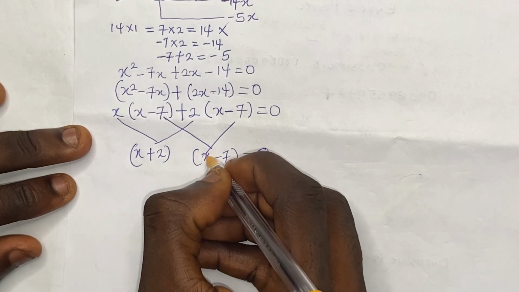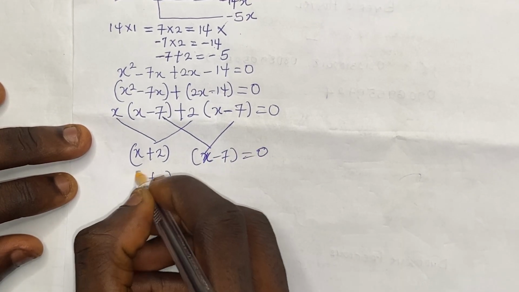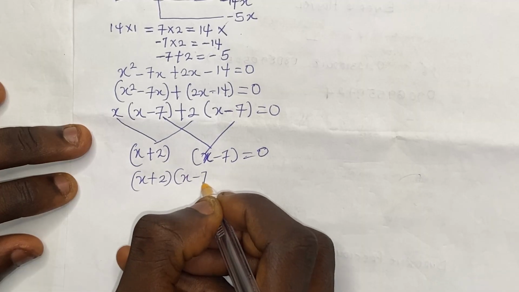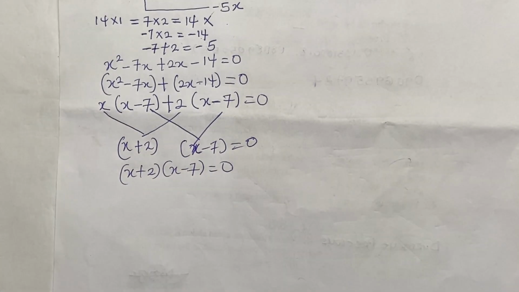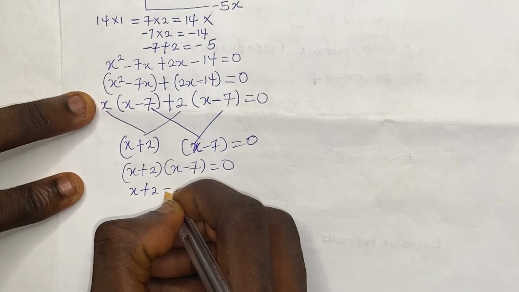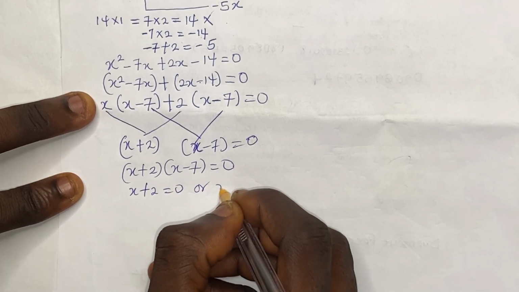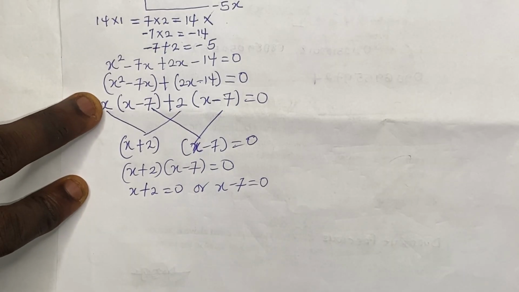And you can see that this has become what we did in the last class. So we have x plus 2 and x minus 7 equal to 0. So then you will now say, don't forget what I told you in the last class, that when you have something like this, this will now become what? x plus 2 equal to 0, or x minus 7 equal to 0. Do you get that now?